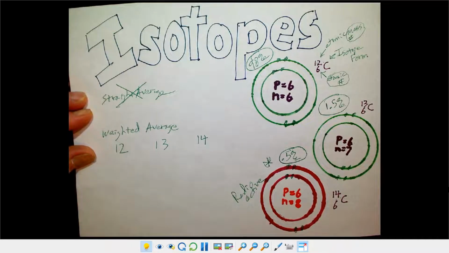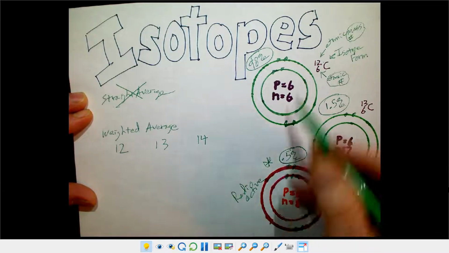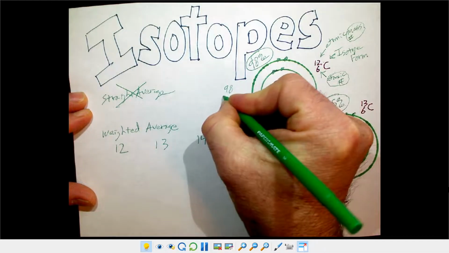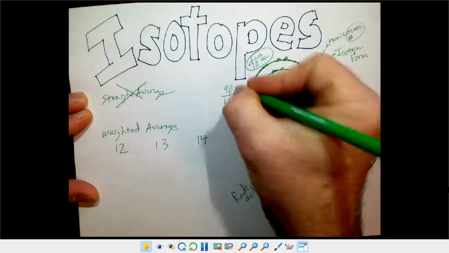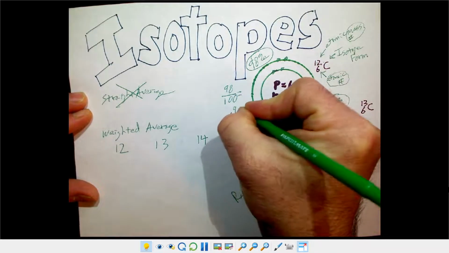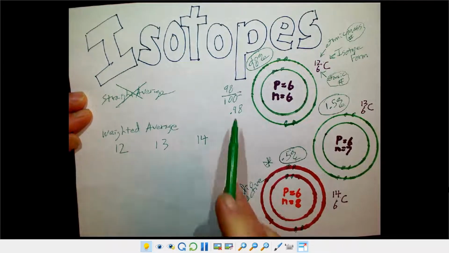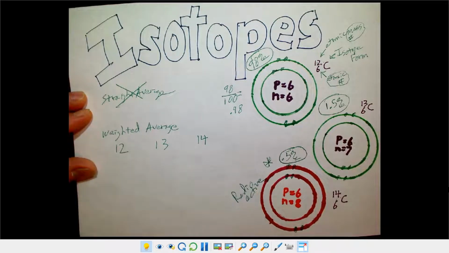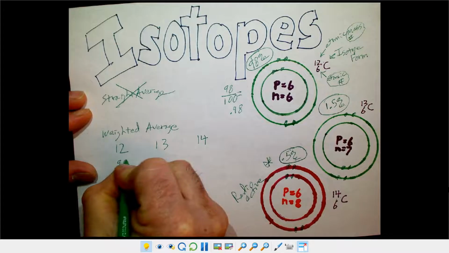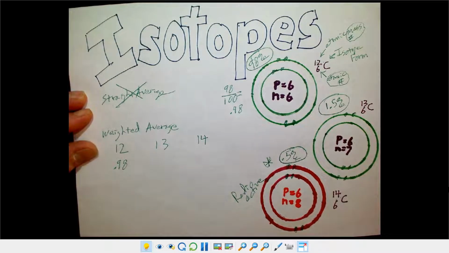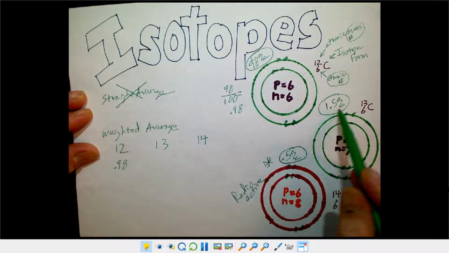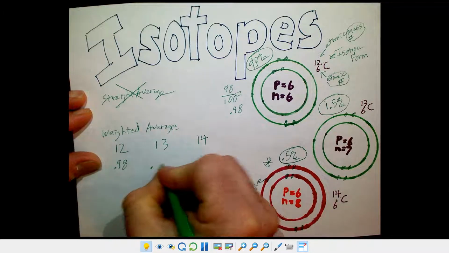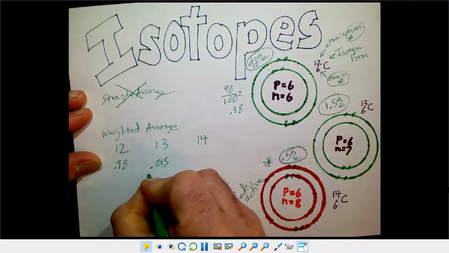Whenever you want to multiply a number by a percentage, really you're multiplying it by a fraction. Well, what fraction? If that's 98%, that's really saying 98 out of a total of 100. What does that give you? That gives you 0.98. So we take 0.98 and multiply it by 12. Then the other number over here, which is not 1.5%, we move the decimal place over again to 0.015, and multiply that.